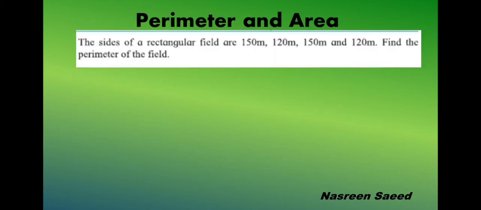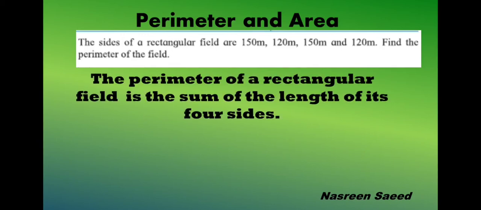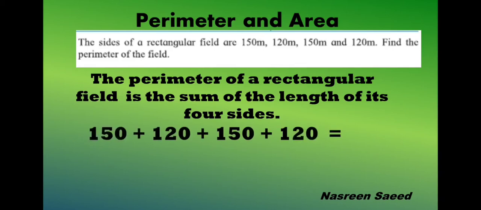Let's take one more example. Now, here the sides of a rectangular field are 150 meter, 120 meter, 150 meter and 120 meter. Find the perimeter of the field. So first we'll define what is a perimeter. The perimeter of a rectangular field is the sum of the length of its 4 sides. That is 150 plus 120 plus 150 plus 120.